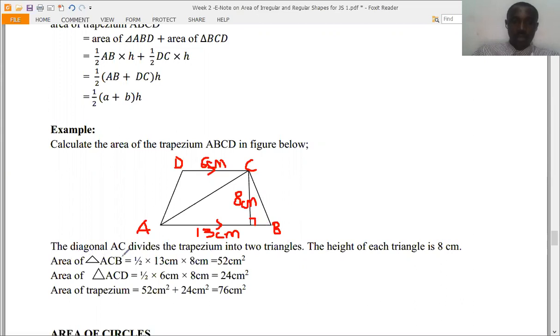Area of triangle ACB is equal to half base 13 times height 8, which is 52 centimeters squared. While the area of triangle ACD is equal to half base 6 centimeters times height 8 centimeters, which is equal to 24 centimeters squared. Therefore, the area of the trapezium ABCD is equal to 52 centimeters squared plus 24 centimeters squared, which gives 76 centimeters squared.